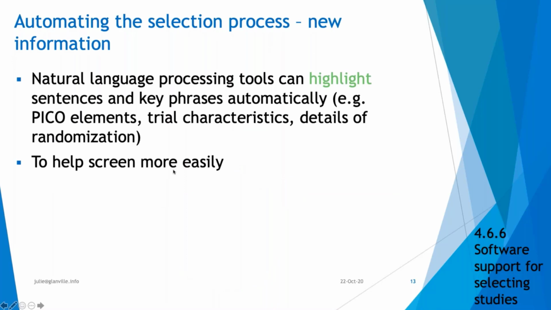We also highlight the fact that natural language processing tools are available that can highlight sentences and key phrases within records, for example, population or intervention terms or trial characteristics. And the very fact that they can highlight these words within records might help you to screen records more quickly or more easily.